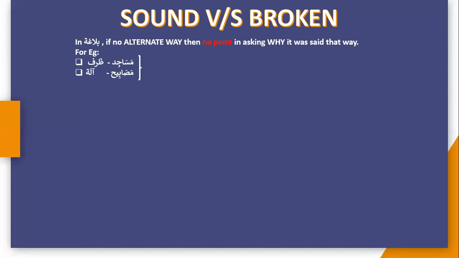So over here we see that zarf and ala are the two isms which actually do not have an alternate. So these will be the patterns that they will follow. And then there are two considerations basically. So sound versus broken we are doing. So over here in these two cases, ism zarf and ism ala, you do not have another alternate. These are the patterns that they will follow.